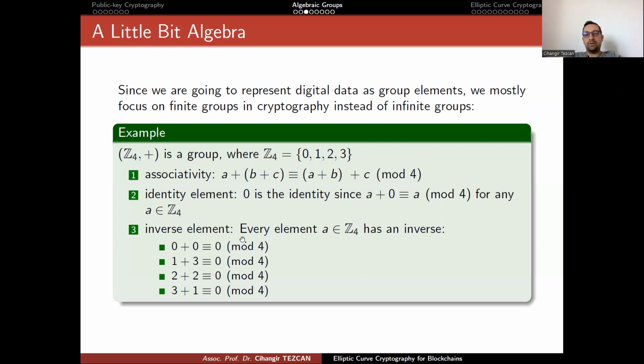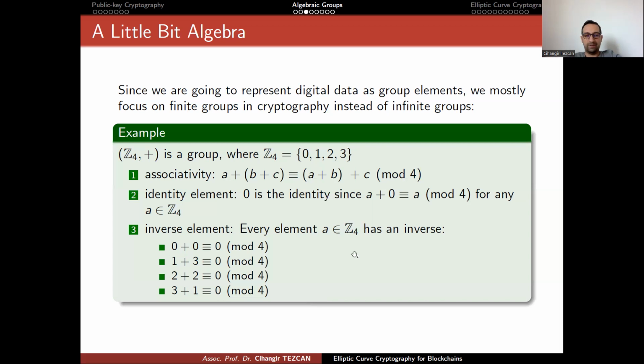So now recall the definition of an inverse. For instance, 3 is the inverse of 1, because when you add 3 to 1, it ends up with the identity element modulo 4. So similarly, 2 is the inverse of itself, and 1 is the inverse of 3, which is, of course, obvious, because if 3 is the inverse of 1, then 1 should be the inverse of 3, right? So this is a finite group.